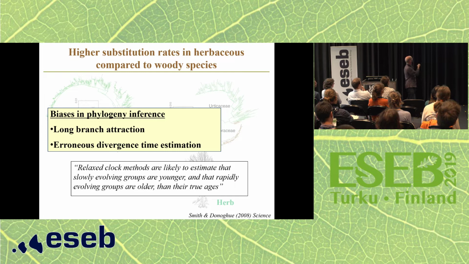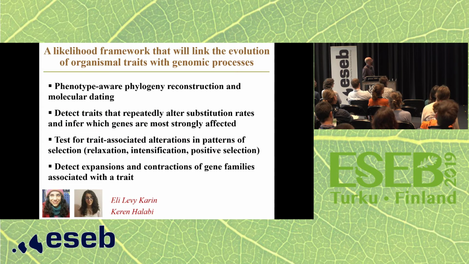Similarly, we can get errors in divergence time estimations, and just as pointed out by Smith and Donoghue, relaxed clock methods are likely to estimate that slowly evolving groups are younger and that rapidly evolving groups are older than their true ages. So how can we integrate species categorical traits or species characteristics into phylogenetic comparative methods?